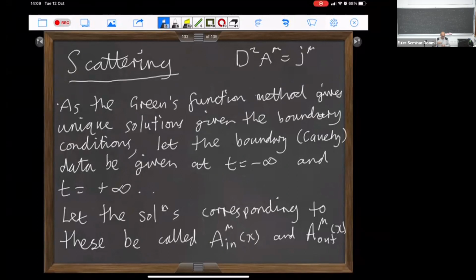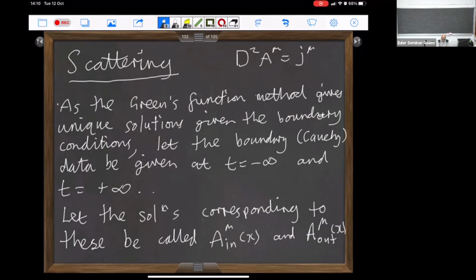So a physically quite natural pair of boundary hypersurfaces are the hypersurfaces t equals minus infinity and t equals plus infinity. In other words, we're looking at the spatial slice either in the far past or in the far future. So both of those will give us a solution to the wave equation if we put some source in the far past or far future.